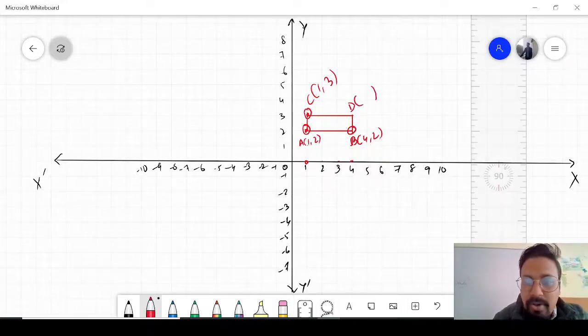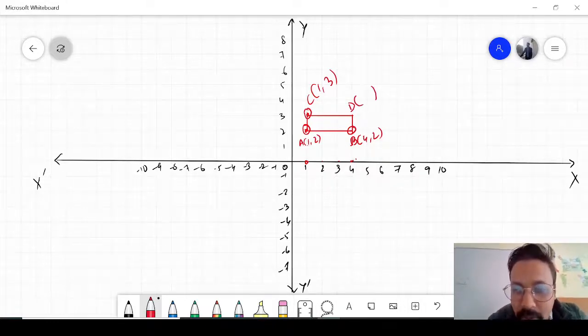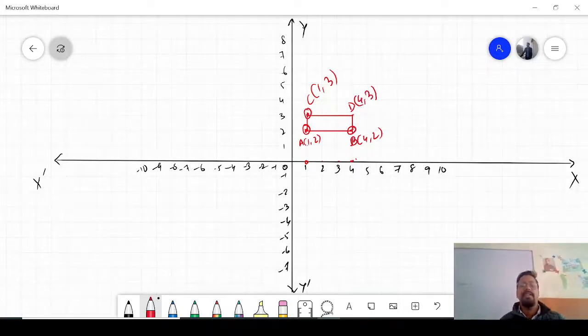What is going to be the coordinate of this point? Of course, it is going 4 and 1, 2, 3. So it is going to be 4, 3. So that is how we find it. So therefore, the required point D is 4, 3.